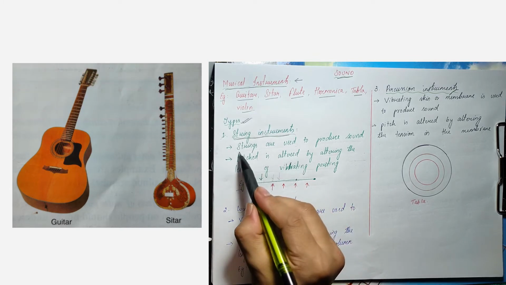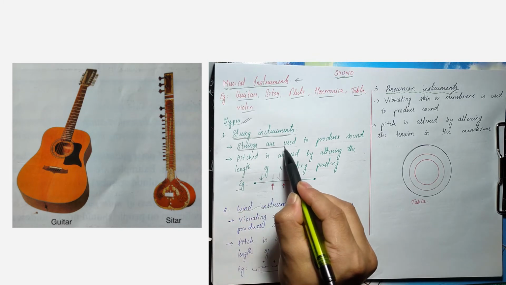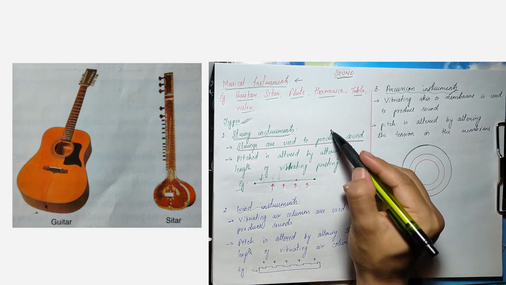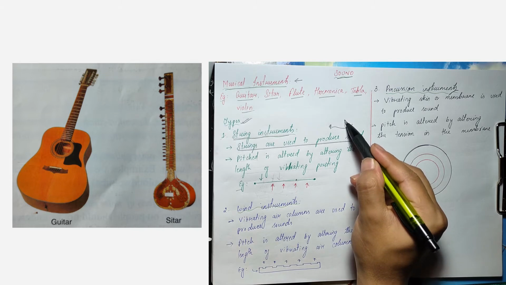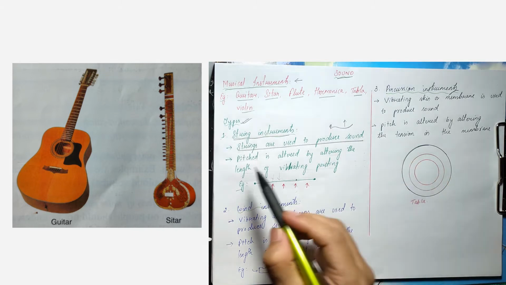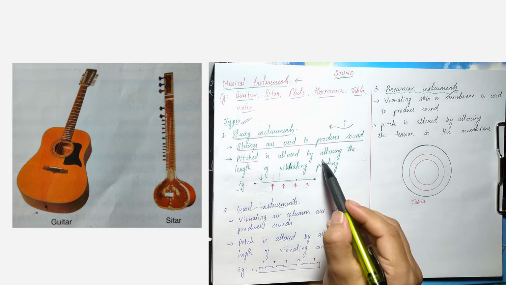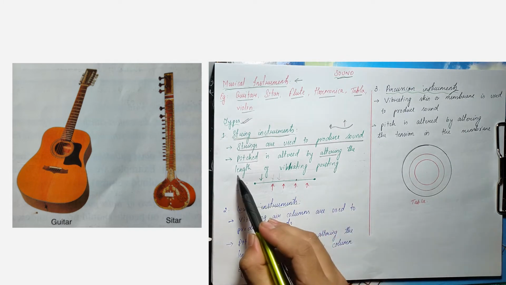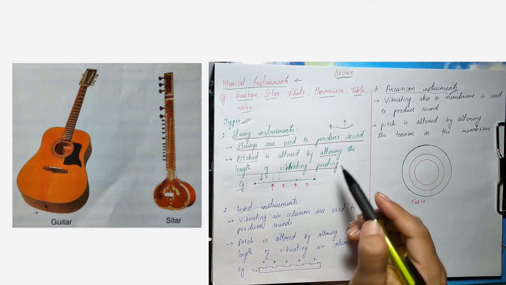From the name itself we can understand that strings are used to produce sound. Now, how do we change the sound? How do we change the pitch of the sound to be more accurate? Pitch is altered by increasing or decreasing the length of the vibrating portion.